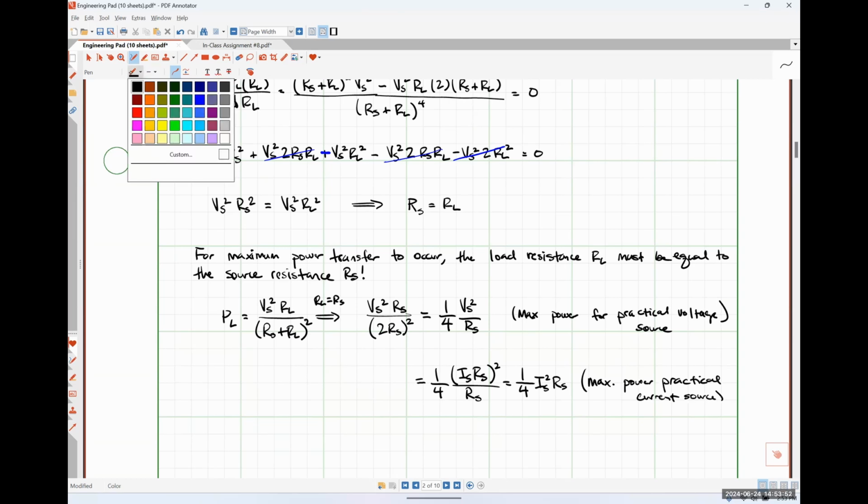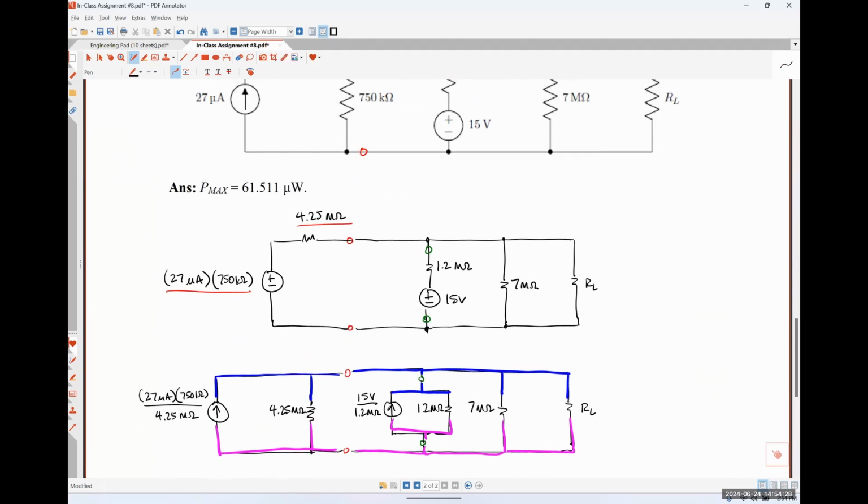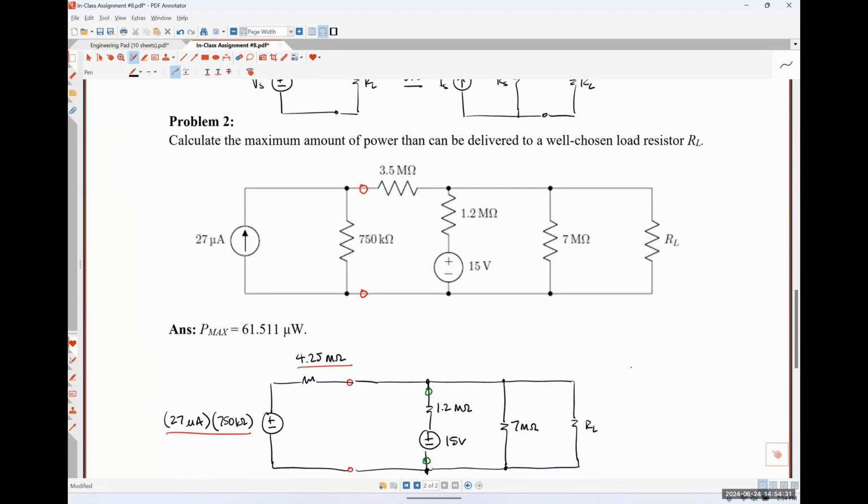So let me box these equations because these are the things that I really expect you to get out of this. So this is our equation for maximum power transferred by a practical voltage source. This is our equation for the maximum power transferred by a current source. And in order to use these, we need to make sure that our load resistance is equal to our source resistance.